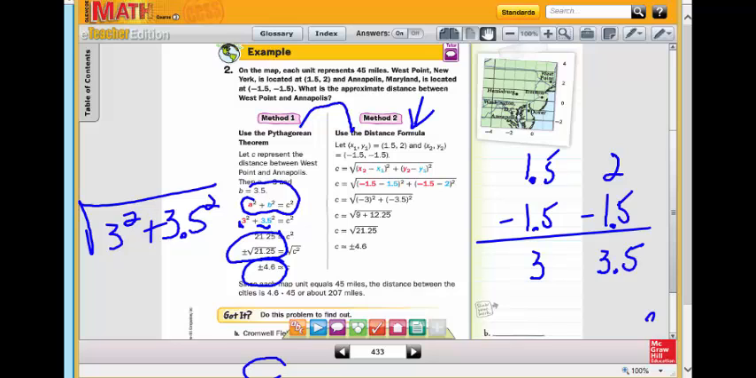But there's one more step to this problem, because it's 4.6 units, but every unit is 45 miles. So we have to go 4.6 times 45, and that gives us about 207 miles for our answer. Please press pause and do letter B.